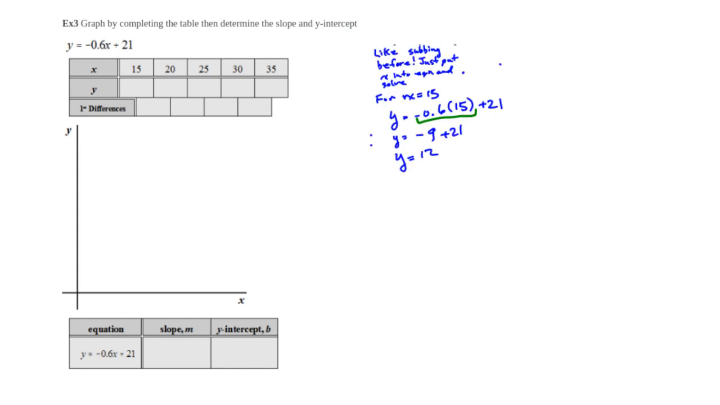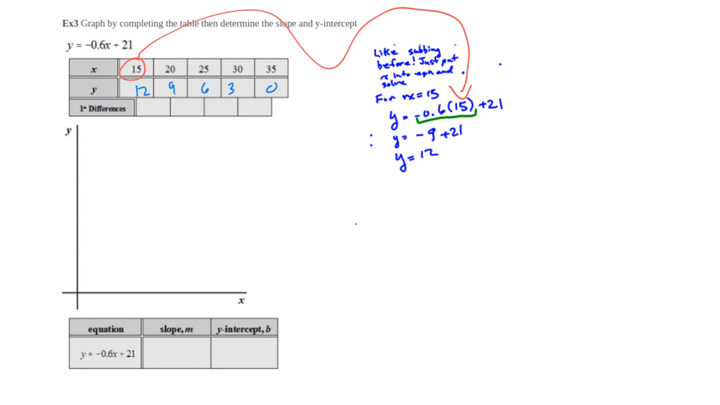So remember, when we were doing subbing before, all we did was put x in for 15 that we have right here, and we just plugged it into this equation, and then we simplified and solved. So in doing so, you're going to get y is 12 for the first block. Subbing again, when I sub 20 in, you're going to get 9, 6, 3, and 0.